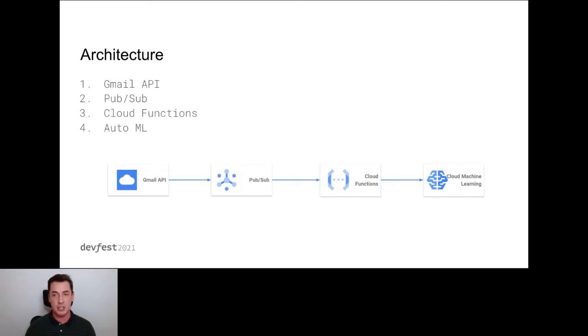Pub/Sub, just a publish and subscribe component. So this will be between the Gmail API and the Cloud Functions. So a new email is received, publish an event to that topic. That topic will then kick off a Cloud Function, and then between them, they will be able to do, so to say, step by step within the framework.